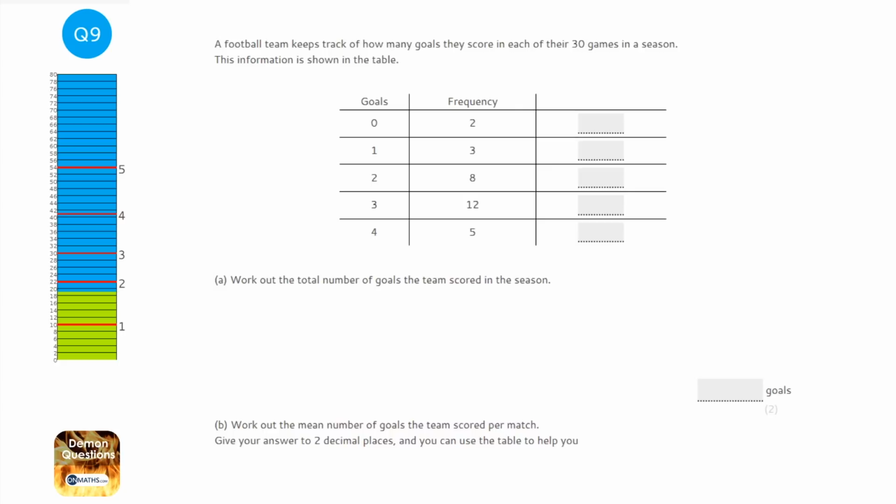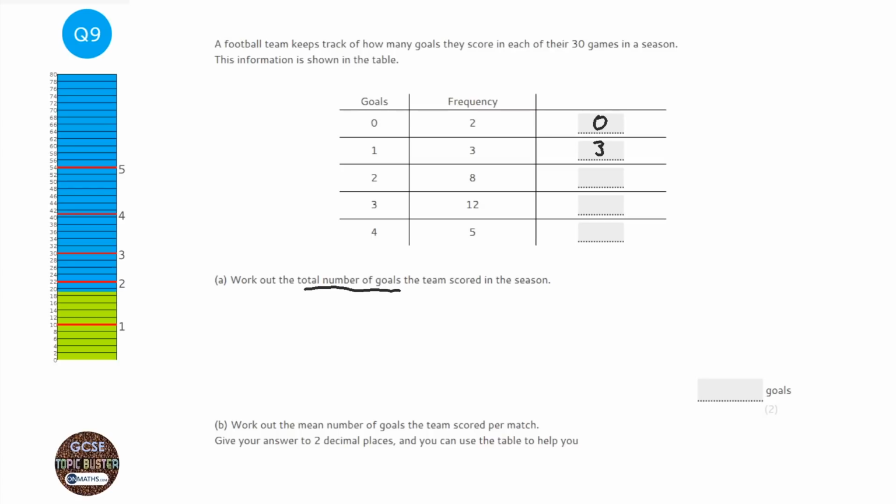Okay, so this is a football team's 30 games and how many goals they scored in them. And it asks us for the total number of goals the team scored in the season. So in 2 of the matches, they scored 0 goals. So the first box, they haven't got any goals at all. 3 of the matches, they scored 1 goal. So they've scored 3 goals in those 3 matches.